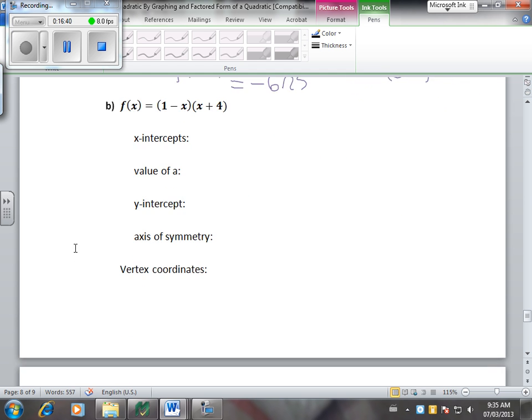Okay, and I'm going to get you to try this example now by yourself. I'm going to pause it and record the solution, and then you try it by yourself and then come back and see if that's what you got.